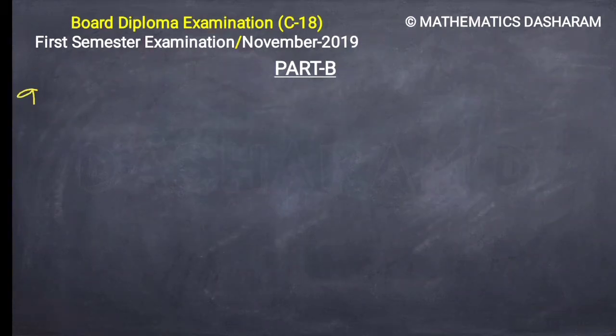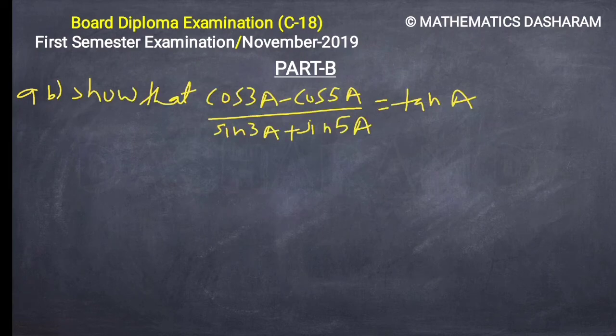Next, 9th B question. Show that (cos 3a minus cos 5a) divided by (sin 3a plus sin 5a) equals tan a. So this question came from the transformations chapter. So first take the LHS.